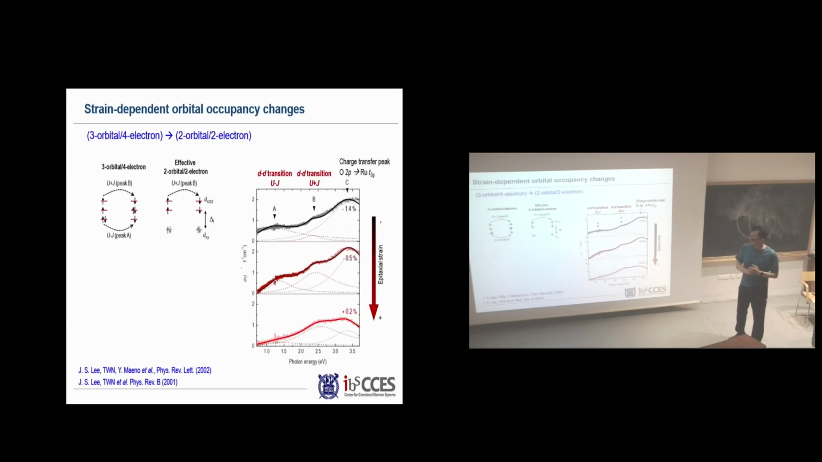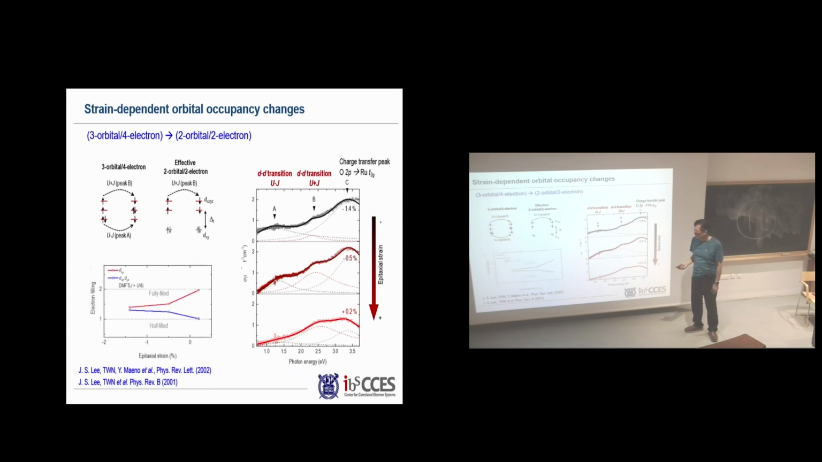I try to skip this because this is the way we can identify the orbital occupancy and so on by using optical spectroscopy. And I happen to be an optical spectroscopist a long time ago. So we measured the optical spectroscopy. We find out that in this limit, if you look at it, this is fully filled, this is half filled.